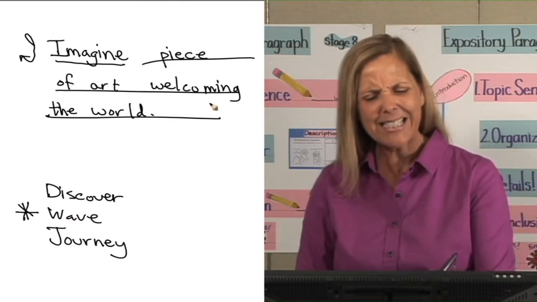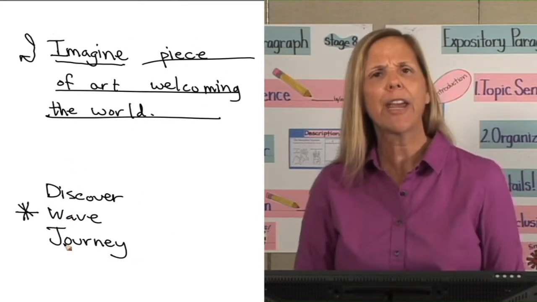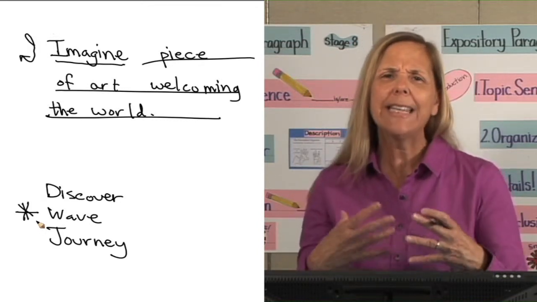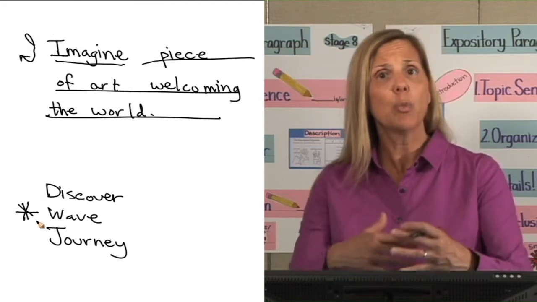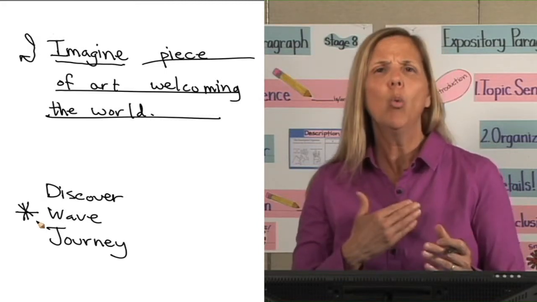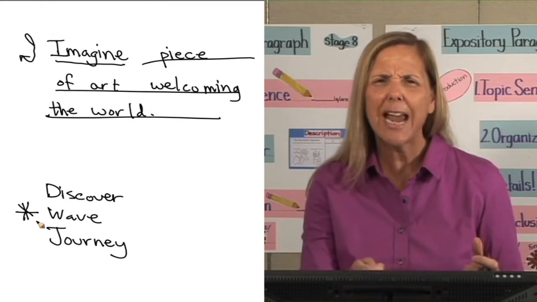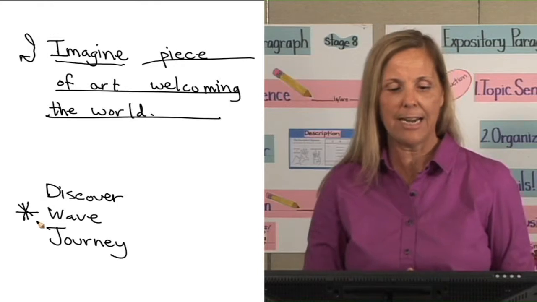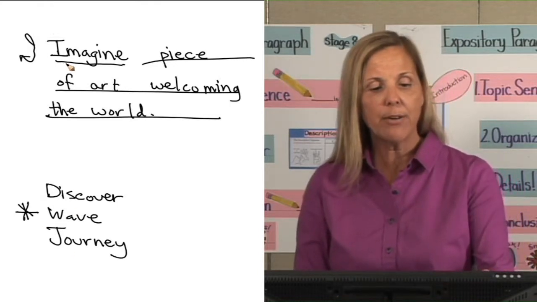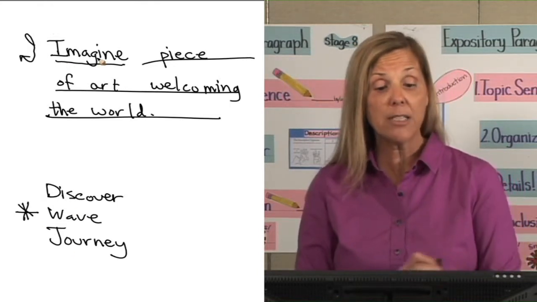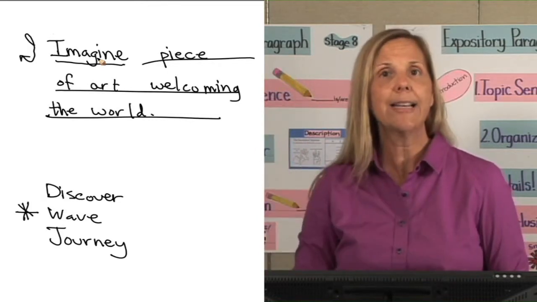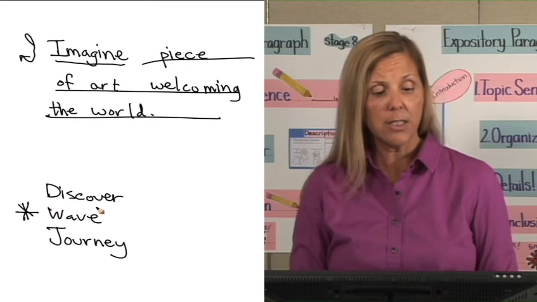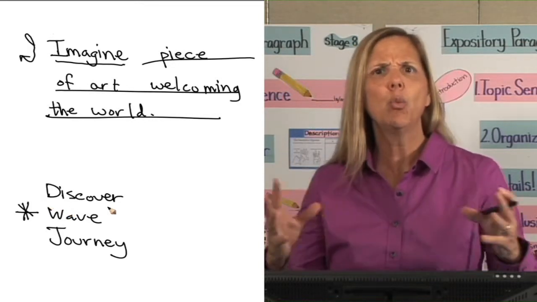We want to connect it to this, but we also want to have that snappy ending tell our reader why this is important. After they've finished with this entire description, we want to leave them with some sort of a snappy, cute ending or snappy, why is this important ending? So I could go back up here and say, wow, we began with imagine a piece of art welcoming the world to the United States of America. At the end, what are we going to say? Discover.